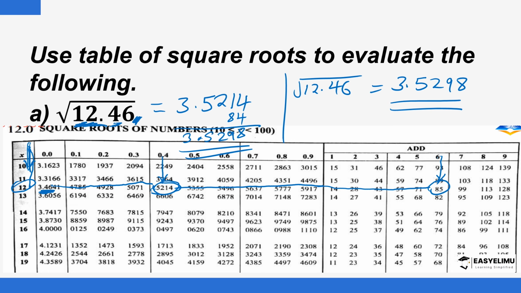So please take note, if you are trying to find the square root of a number that is between 10 and 100, then you have to move to this table. This is a table of square roots of numbers between 10 and 100. So you have to leave the other table, the previous table we looked at, the table of square roots of numbers between 1 and 10. So there are two tables. Please take note. Every time you are doing this, you must make sure of that.